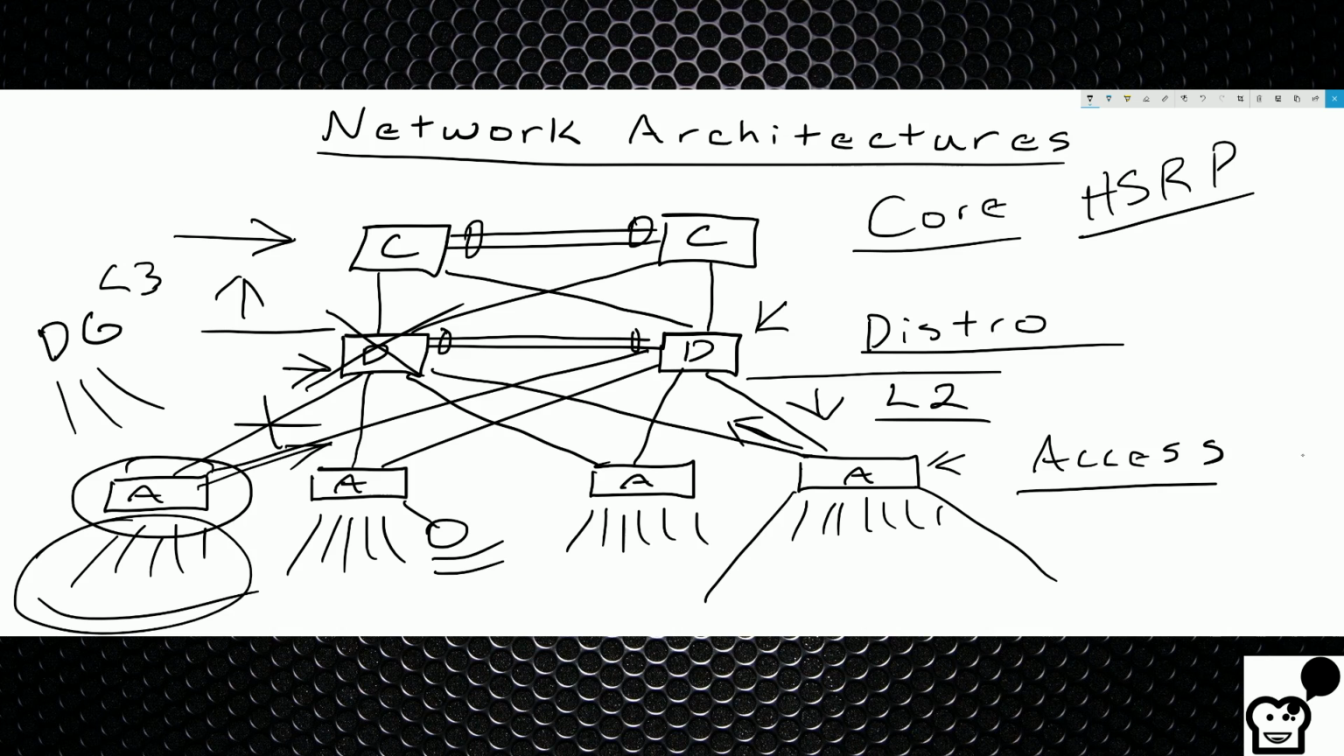And that's what HSRP does, it allows for basically the same IP address to run in two different places in your network and automatically fail over between the two. I'm not sure if I'll be going over HSRP in this series or not, but if we do, you'll learn all about that. That's definitely a cool protocol.